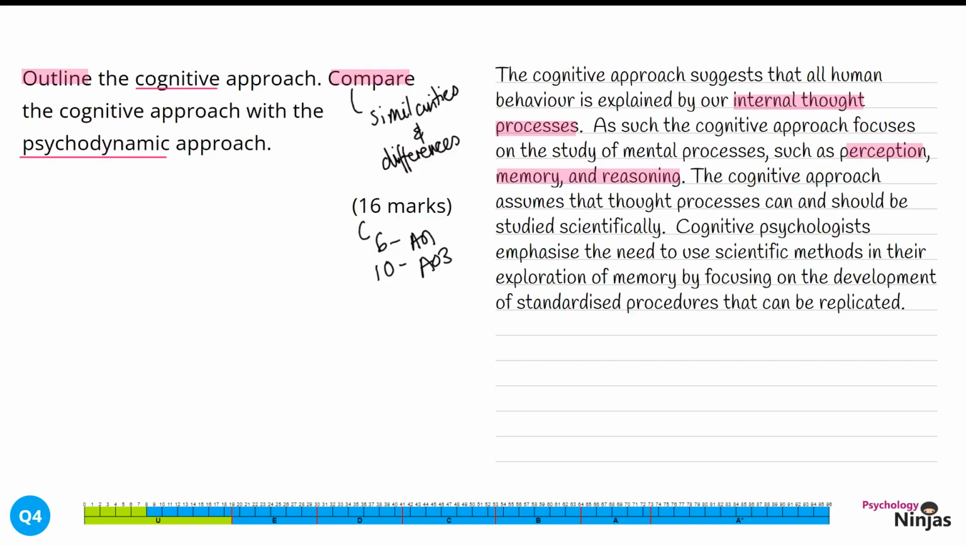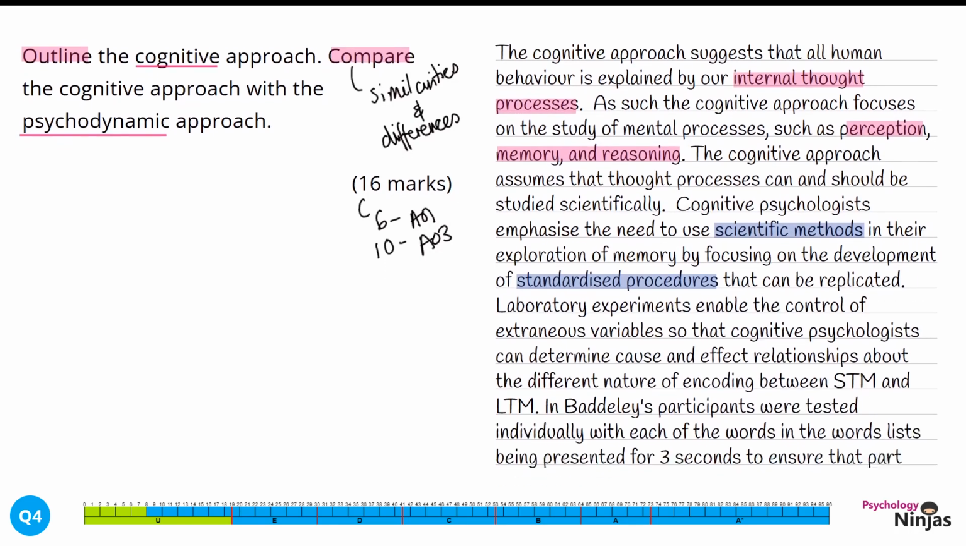Cognitive psychologists emphasise the need to use scientific methods in their exploration of memory by focusing on the development of standardised procedures that can be replicated. We've identified that cognitive approach focuses on scientific methods, and we've given a reason why, that it likes standardised procedures that can be replicated. Here we're talking about specific methodologies and using our psychological knowledge in order to explore this in greater detail. We're then going to explain this giving specific research.